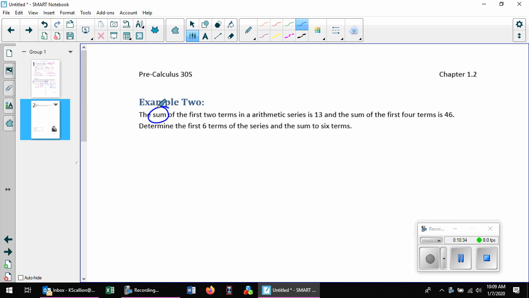So the sum of the first two terms in an arithmetic series is 13. Right, you guys agree with me? That's the first sentence: term 1 plus term 2, the sum of them is equal to 13. And I just don't know what they are, so I left those blanks. You can use X and Y if you wanted to. But they should be two different numbers, because in an arithmetic sequence you're adding something to the number, so it can never be the same. That makes sense. Okay, so the sum of the first four terms is 46.